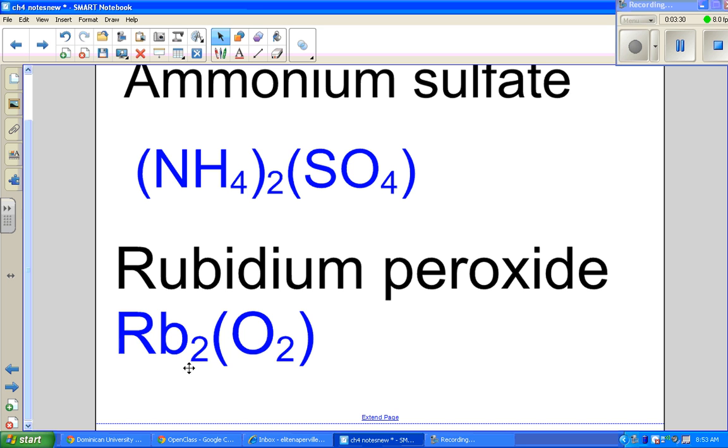Take rubidium. Rubidium is Rb +1. Peroxide, it is not just oxygen. It's O2 with a -2 charge. When you cross those, the 2 moves next to the Rb when they exchange, and it becomes Rb2O2. So careful on peroxide, that is not just oxygen.